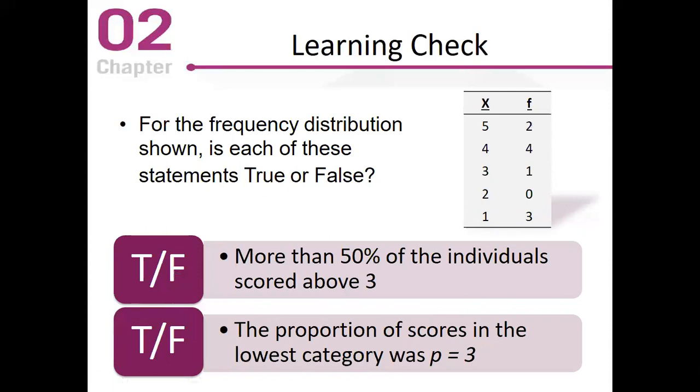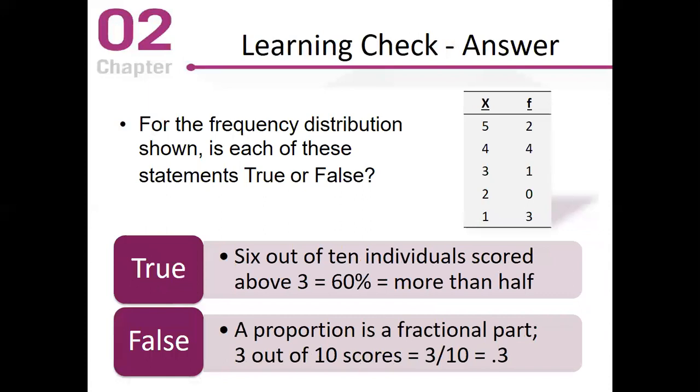That is true. If we look here, the proportion of scores in the lowest category was P equals what? What's the lowest category? A value of 1. We had 3 out of 10 people score a 1. So the proportion should be 0.30. Here are the answers. If we take that 0.3 and multiply it by 100, 30% of the sample scored a 1. A value of 1, 3 people out of 10 scoring it, 30%. So you should be able to look at these tables and generate these types of conclusions.